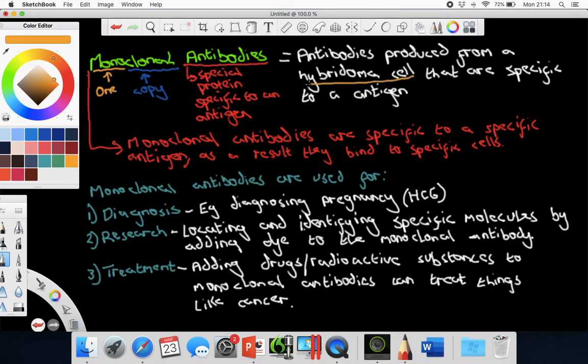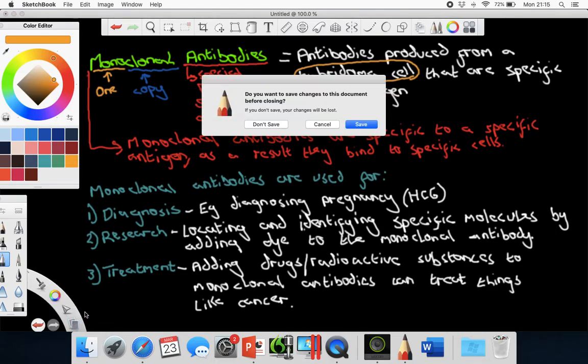The bit that we need to have a look at now that we haven't really spoken about yet are these hybridoma cells. So the hybridoma cells are something very, very specific, and in the questions that I've seen at GCSE Biology, you mostly need to be able to say what a hybridoma cell is and how it is produced.